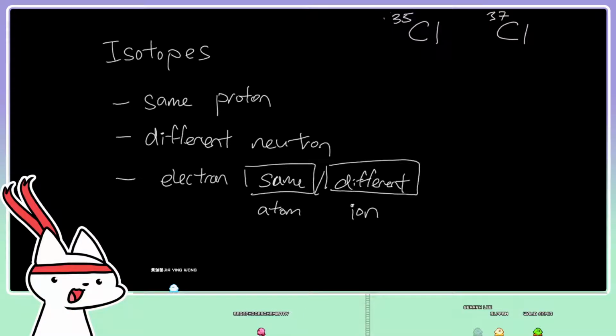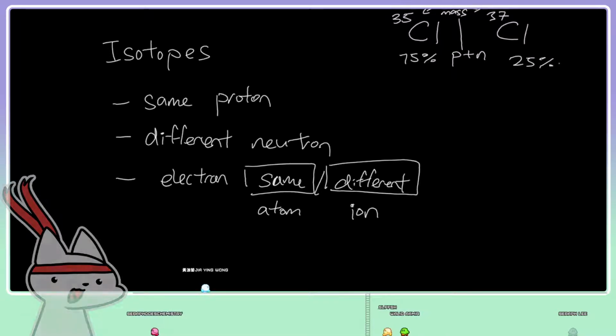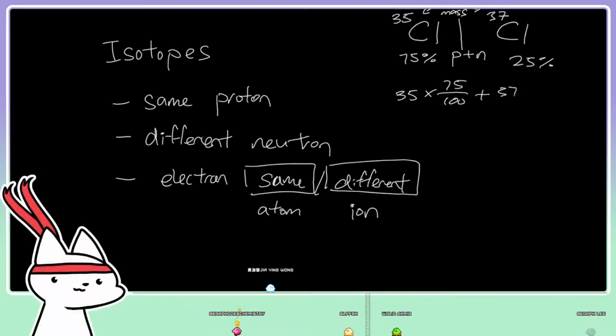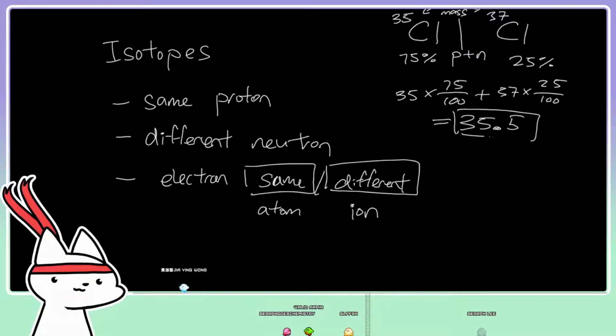This is also the mass number. The mass number comes from proton plus neutron. So let's say this is 75% and this is 25%, then we do 35 times 75% plus 37 times 25%. Then go to the calculator, and you get something like 35.5. So this is one type of the question.